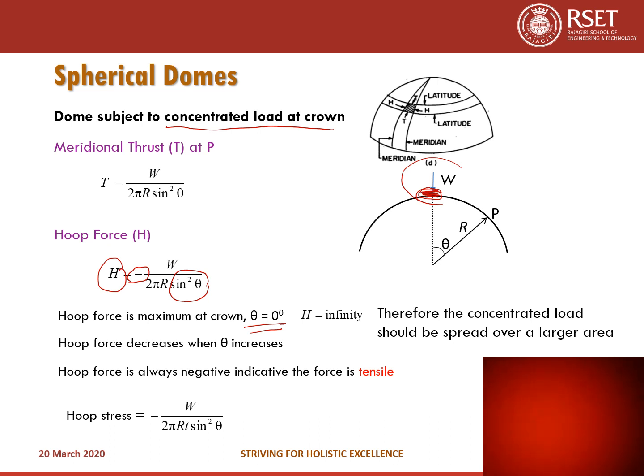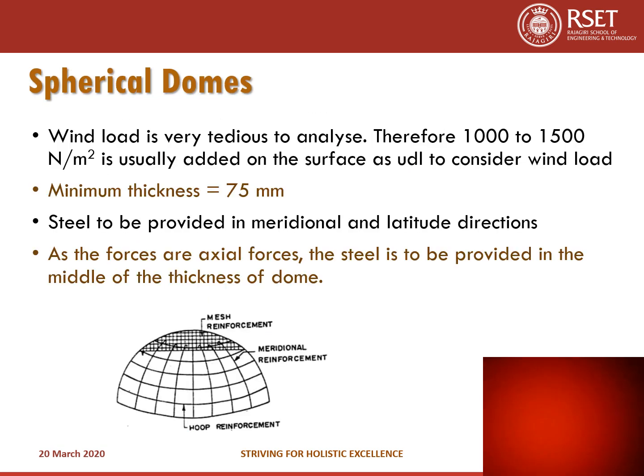So the hoop force is always negative, indicating that the force is always tensile. Now, if you want to convert into stress, you have to divide by the thickness of the dome. So W by 2 pi r T sine square theta.